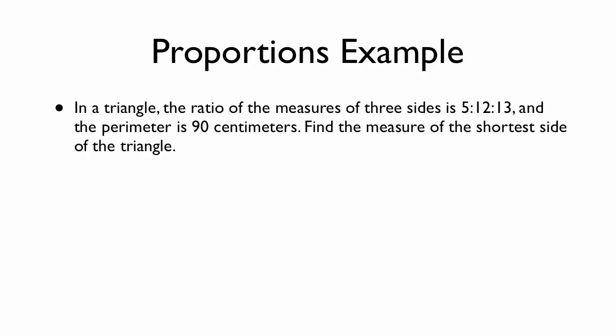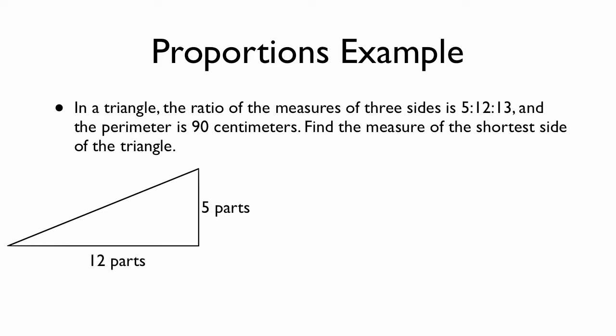So let's take a look at an example here. Here we have a triangle, and the ratio of the measures of the three sides is 5 to 12 to 13. And the perimeter is 90, and we want to find the measure of the shortest side. Looking at that proportion, 5 to 12 to 13, that tells us how each side is apportioned. So the short side contains 5 parts, the second longest side is 12 parts, and the longest side is 13 parts.